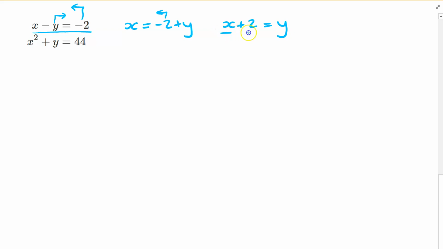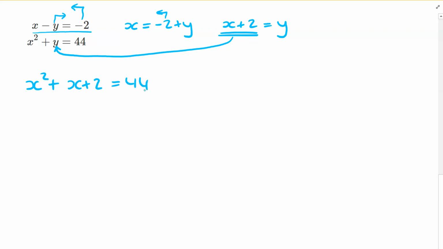I'm going to take that one and substitute it into here. So that will give me x squared plus x plus 2 equals 44. It's got to be equal to 0, so I'm going to take off the 44 to get negative 42. And I'm going to factorise. Or at least try and factorise.